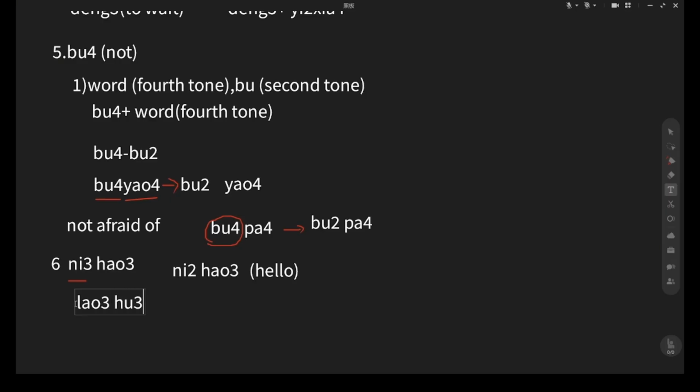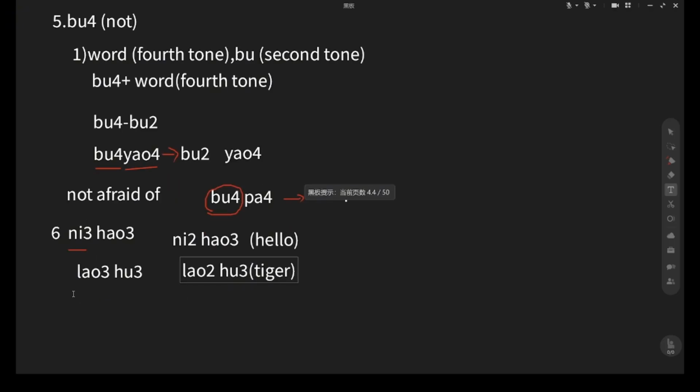So one more example. I'll read this one. 老虎. Two words in the third tone. 老虎. 老虎 means tiger, okay? 老虎, tiger, okay? Okay, so on.